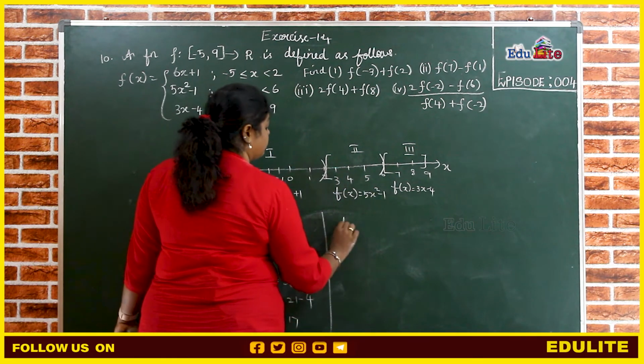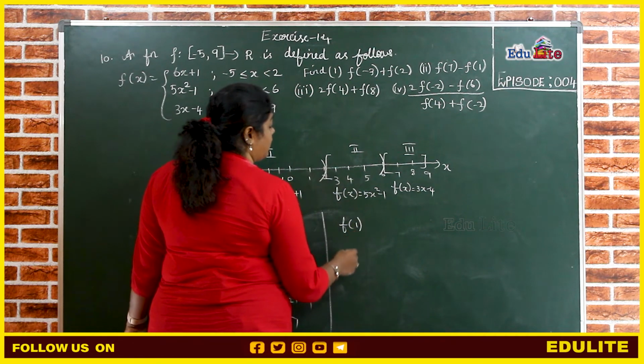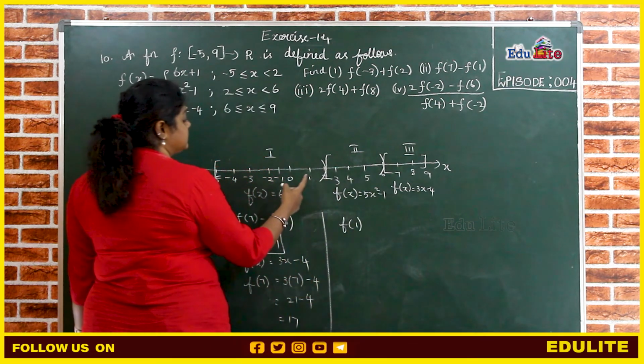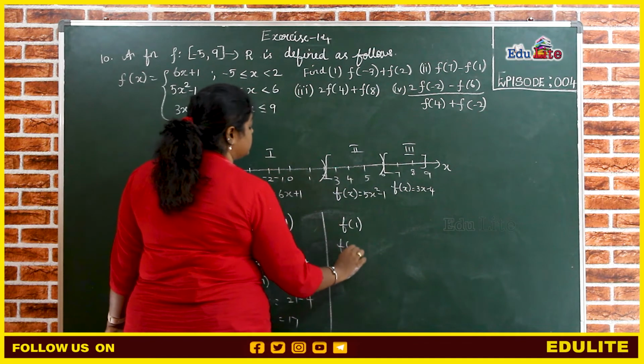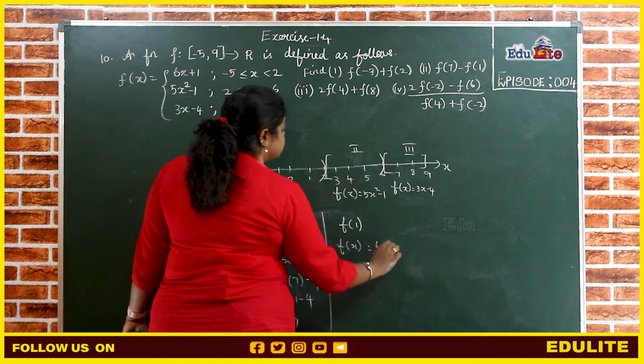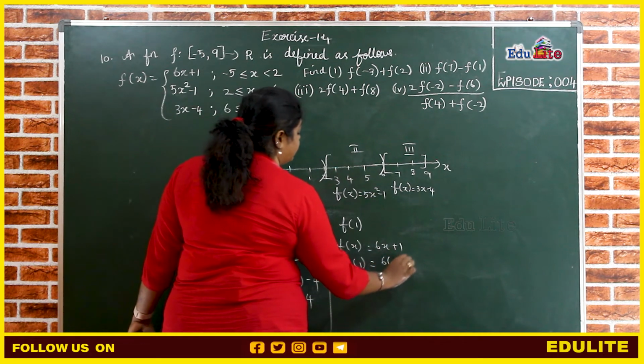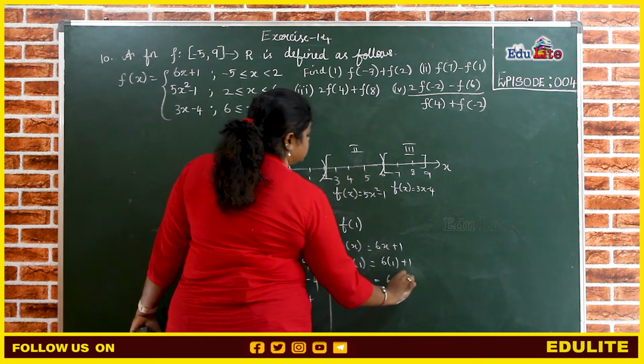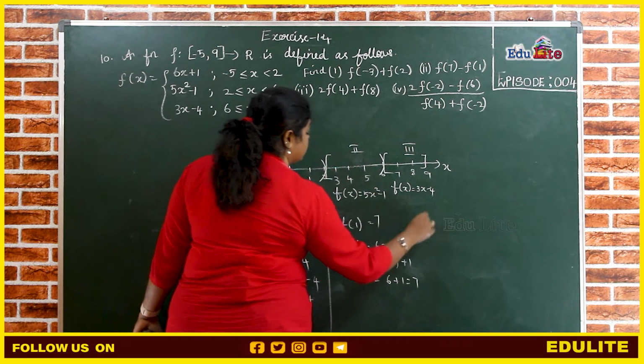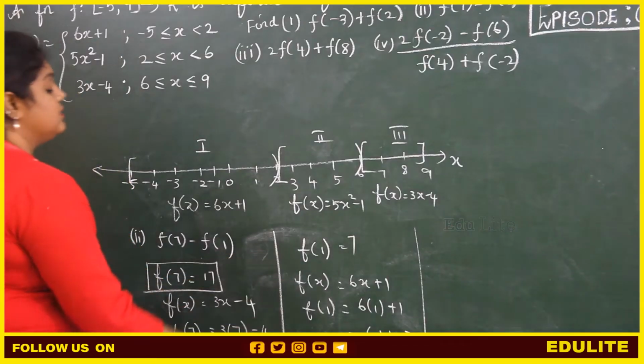Next, we will find f of 1. To find the value of f of 1, x lies in the first interval. Therefore, we should use the f of x value as 6x plus 1. Substituting the value of x as 1, 6 into 1 plus 1, 6 plus 1, which is nothing but 7. So, f of 1 is equal to 7. We will substitute and simplify.